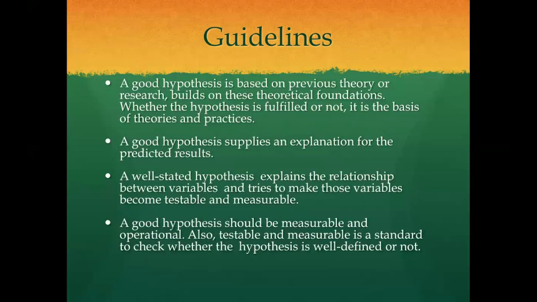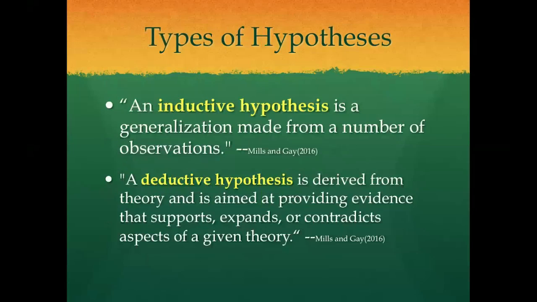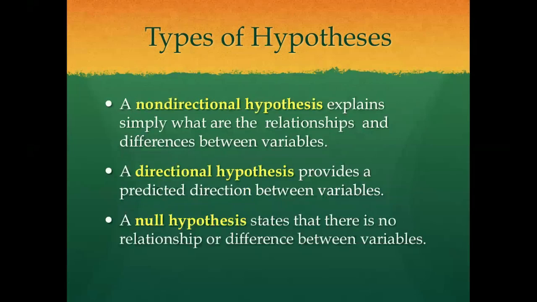So here we'll talk about the different types of hypothesis. First, the inductive hypothesis. This one is a generalization made from a number of observations. Then a deductive hypothesis. This one is derived from theory and it's aimed at providing evidence that supports, expands, and contradicts aspects of a given theory. A non-directional hypothesis explains simply what the relationships and differences between variables are. A directional hypothesis provides a predicted direction, and a null hypothesis states that there is no relationship or difference between variables.